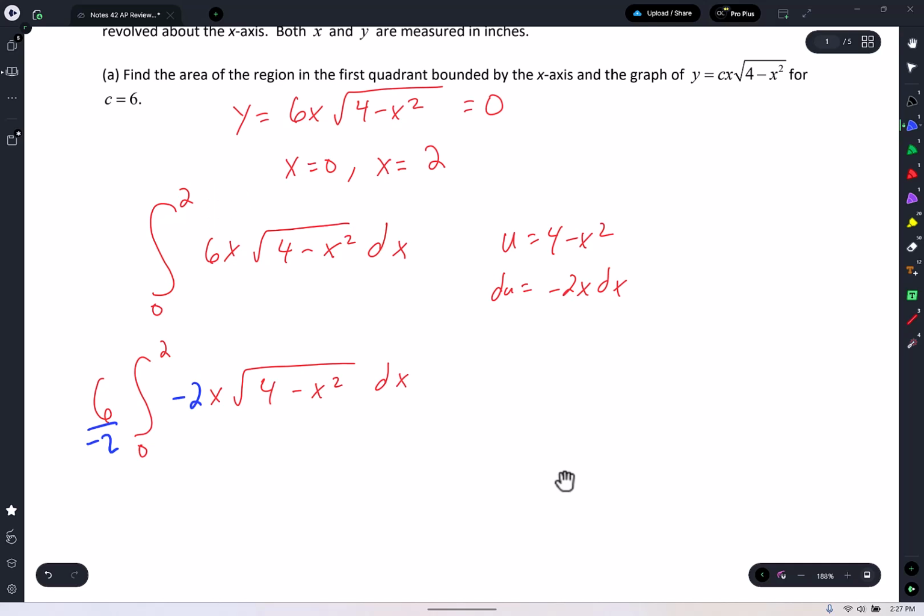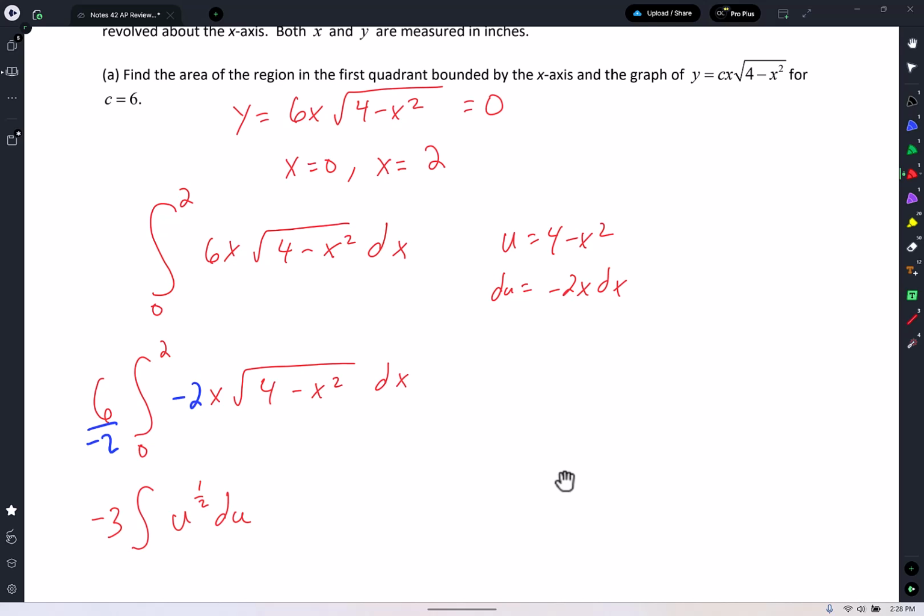All right. Are we okay so far, guys? All right, here we go. Negative 3 integral. I'm going to have new limits. The negative 2x dx is du, but put it at the end. And then the 4 minus x squared is u, but instead of a square root, I'm going to write an exponent. U to the 1/2 du.